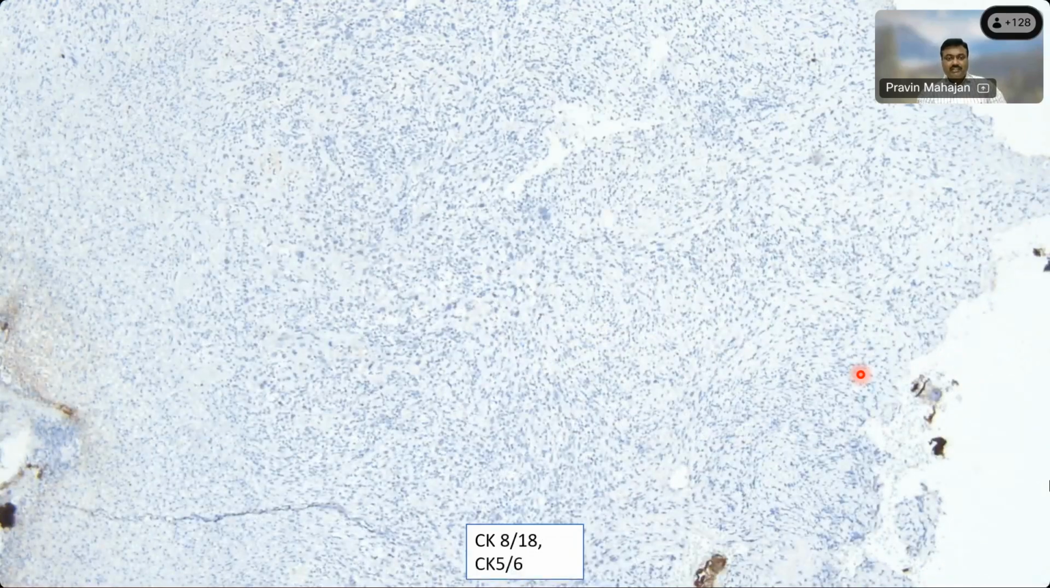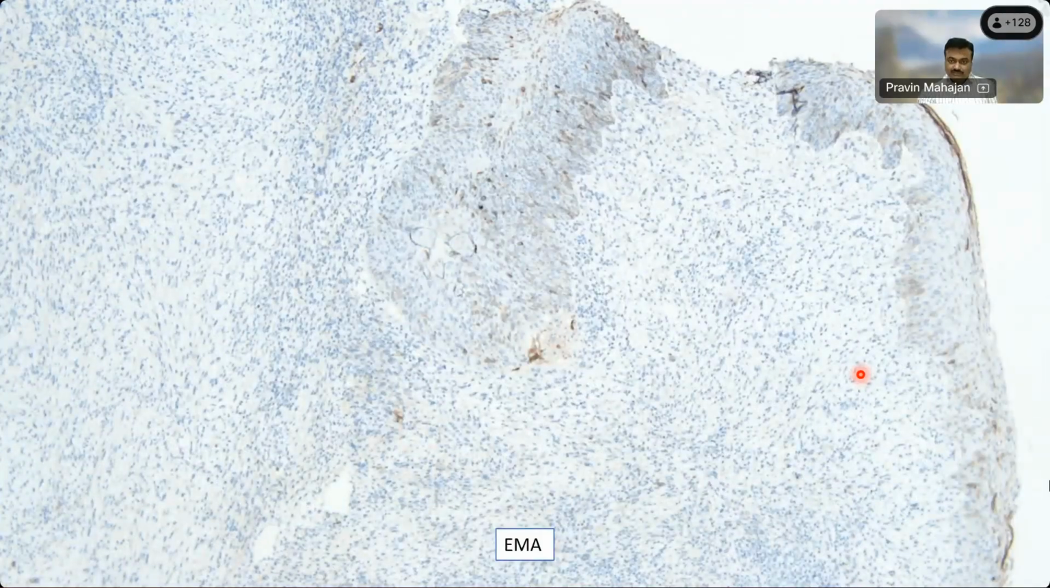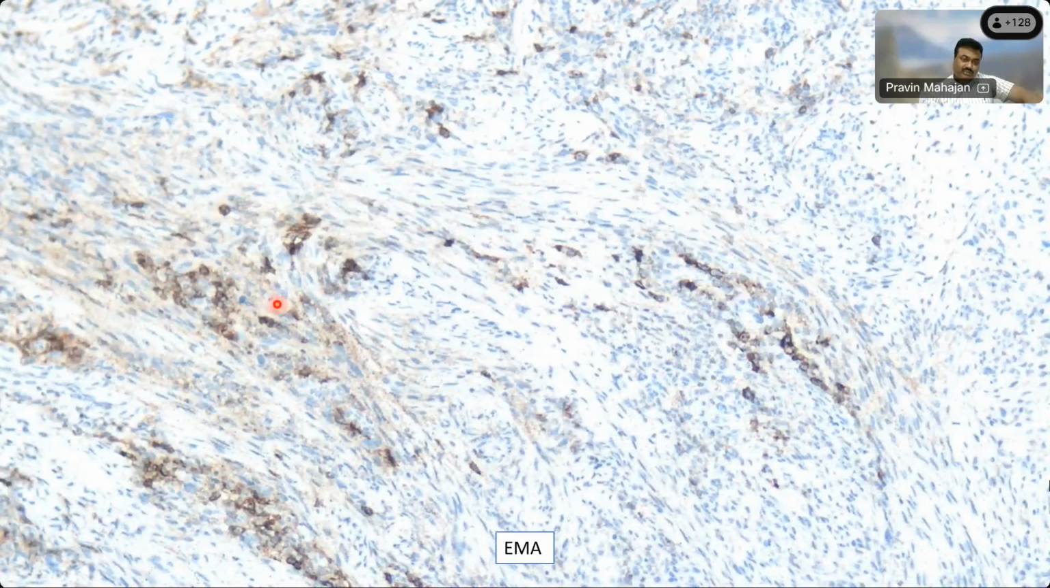There are other cytokeratins I put in, cytokeratin 8/18, CK5/6. All cytokeratins are negative. EMA again is negative here. There is just some background staining there, but EMA is negative. There are some cells which are positive in EMA. Can anybody tell me what these cells are which are positive in EMA? The spindle cells are definitely negative, but there are some cells nicely positive. Can anybody type what these cells are?